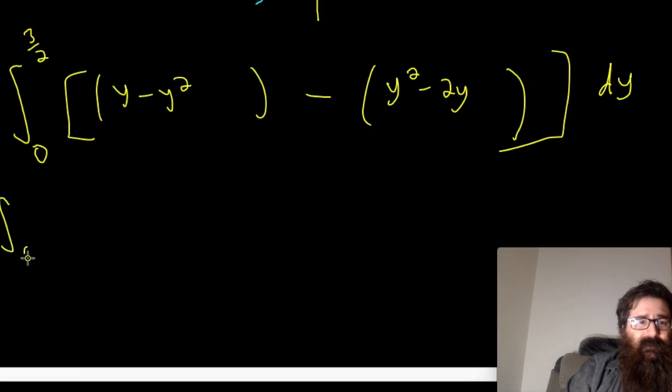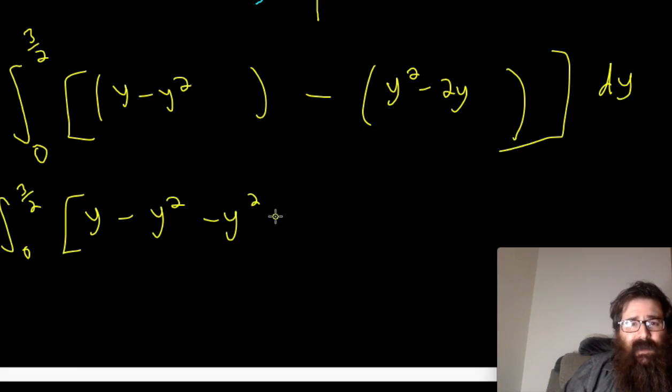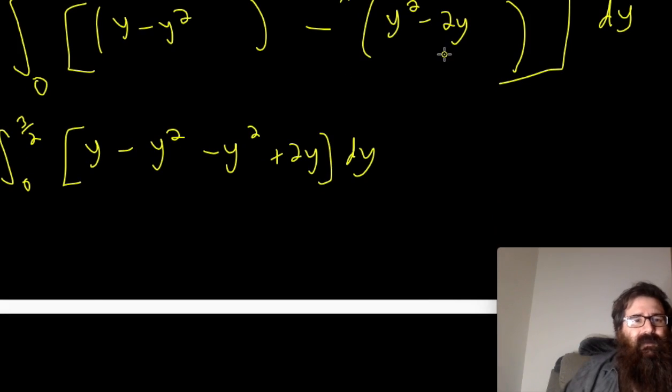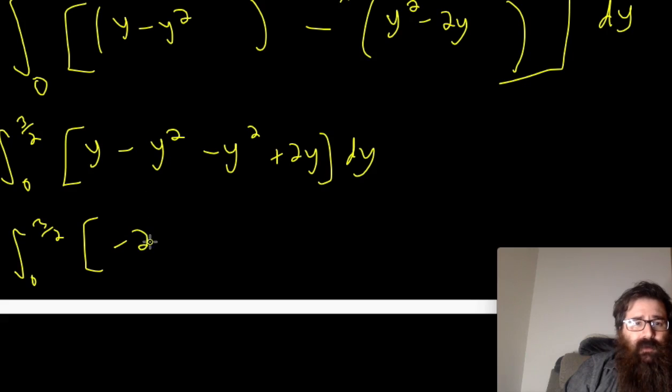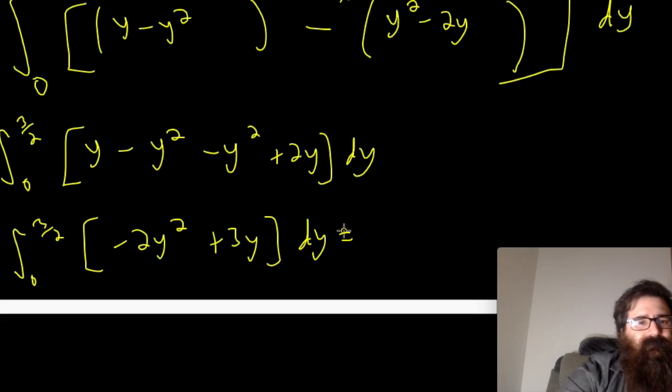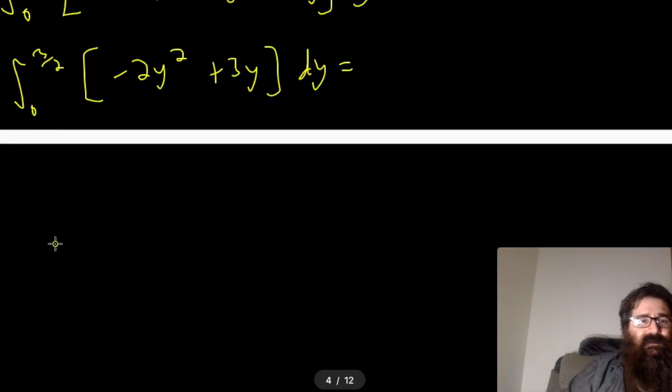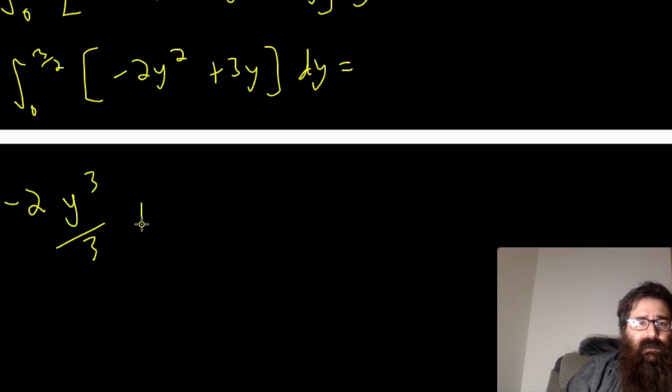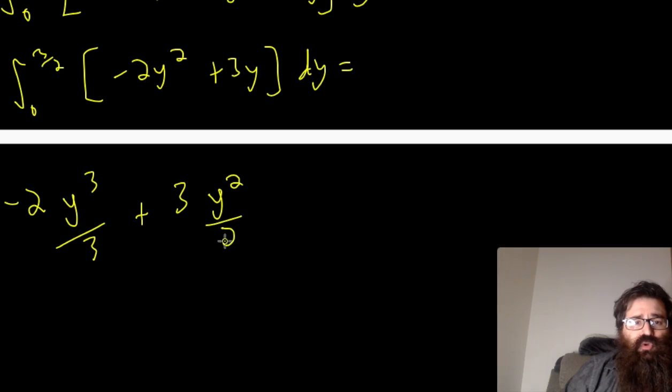So we'd say the integral from 0 to 3/2. We have y minus y squared minus y squared plus 2y. Remember, we're thinking about distributing that minus sign through. We'd say the integral from 0 to 3/2. We have a minus 2y squared, and then a plus 3y with respect to y. And we would want to integrate this. So we'd say negative 2 comes along as the coefficient. Integrate y squared with respect to y gives us y cubed over 3. Plus 3 comes along as the coefficient. Integrate y with respect to y gives us y squared over 2. And that's from 0 to 3/2.